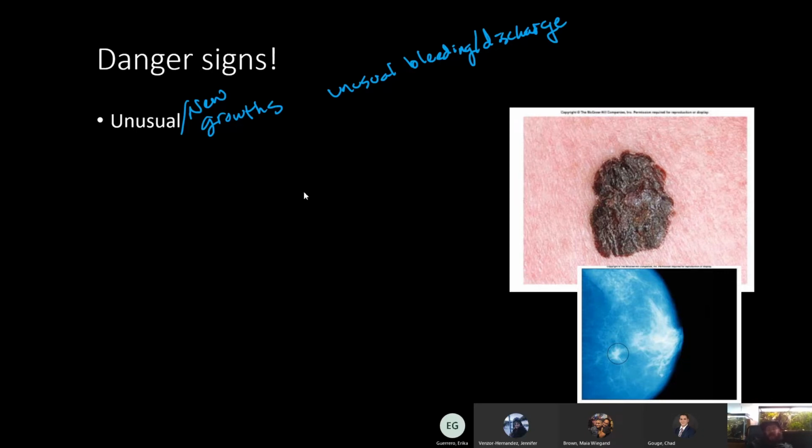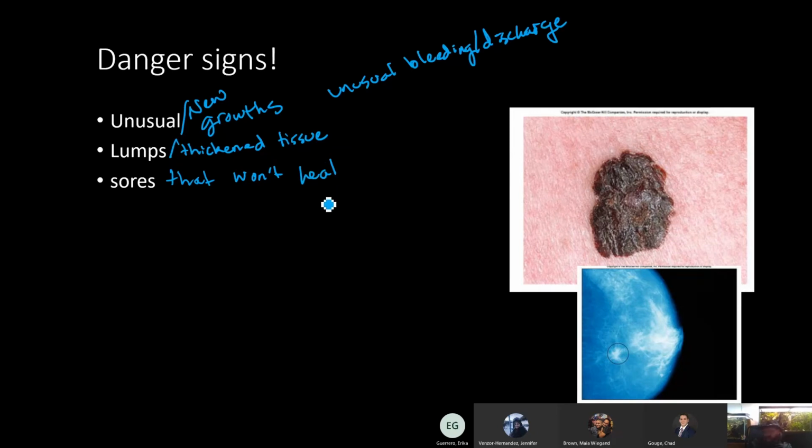lumps or thickened tissue. These are danger signs. Sores that won't heal. That's a pretty decent danger sign. So it's either like maybe a cold sore from a virus, or some cancers can cause sores.